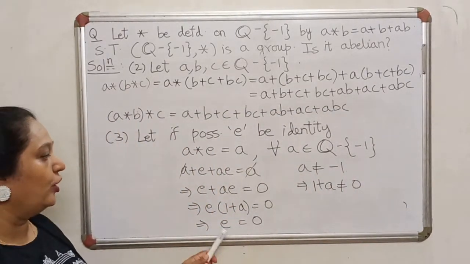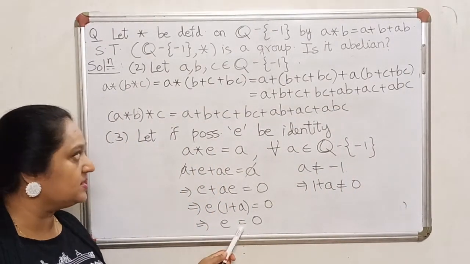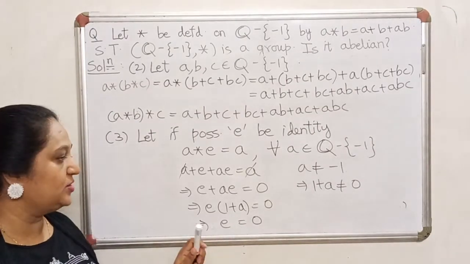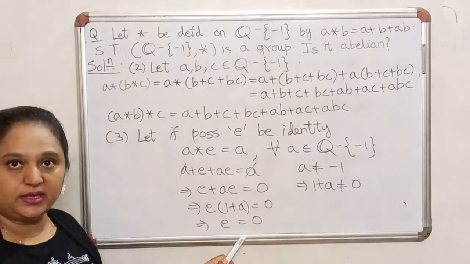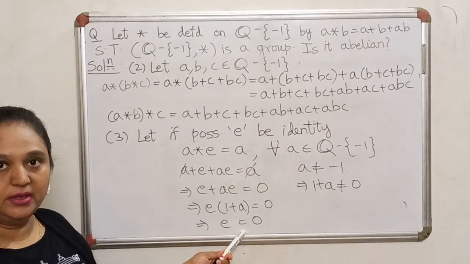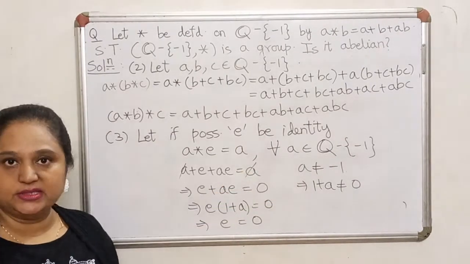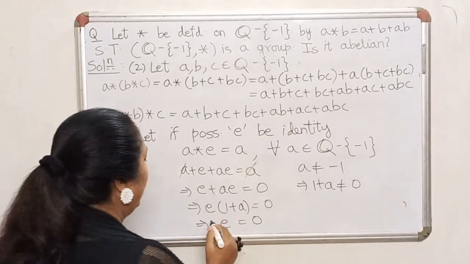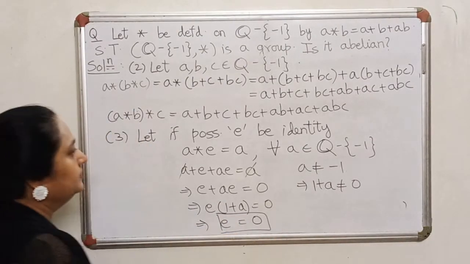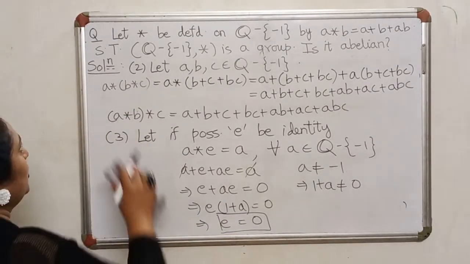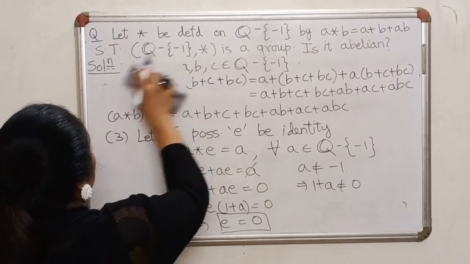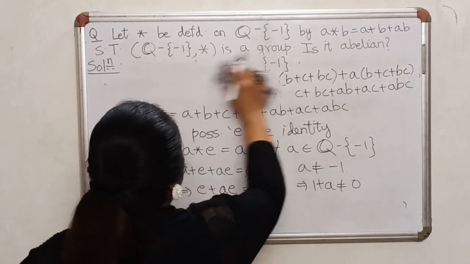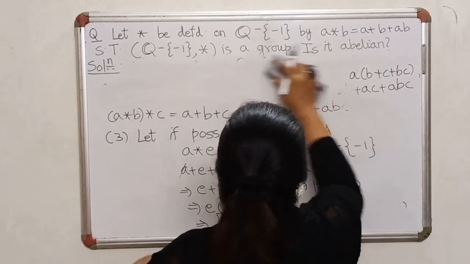But finally, before you say that this is indeed the identity, please make sure that it belongs to our set. It is a rational number and it is not equal to minus 1. So definitely this element is going to be my identity. So identity is 0. And now let's go to the final property of a group, namely inverse for an element.